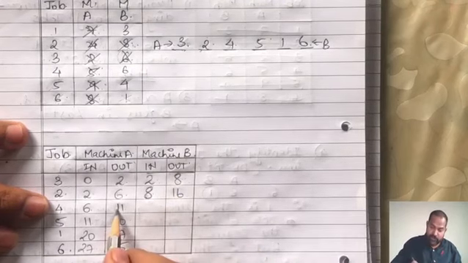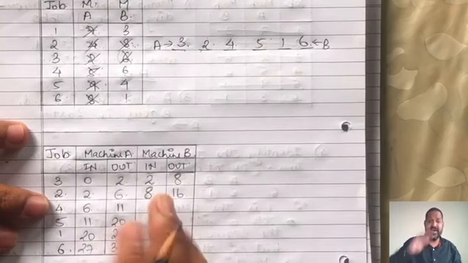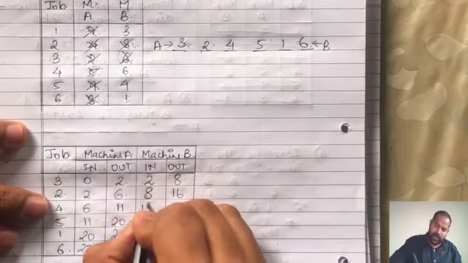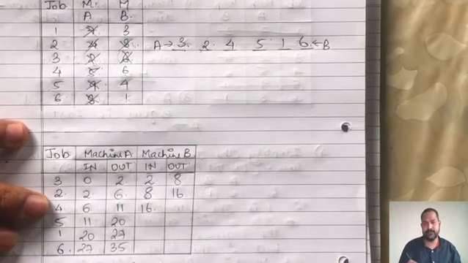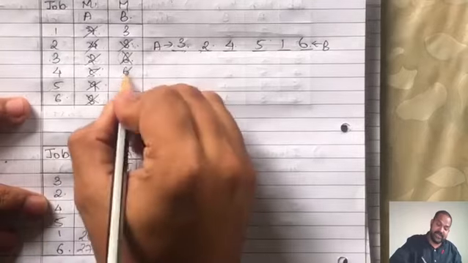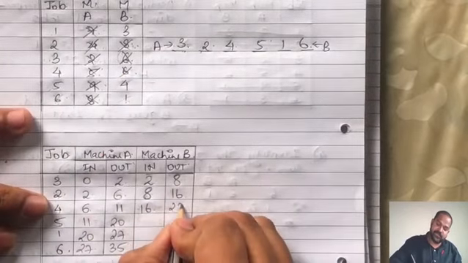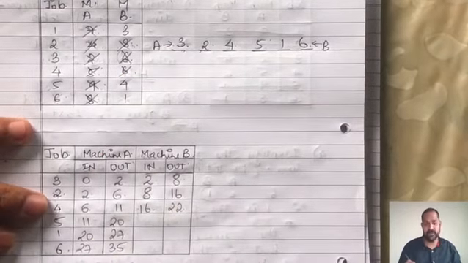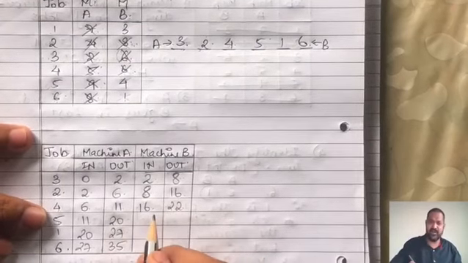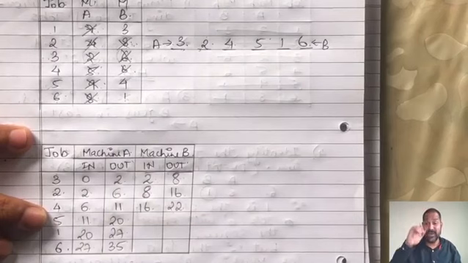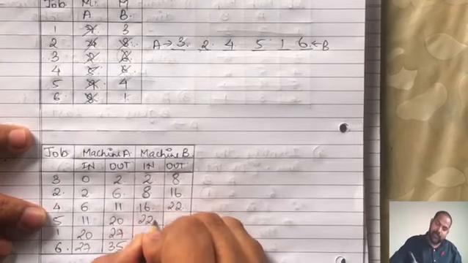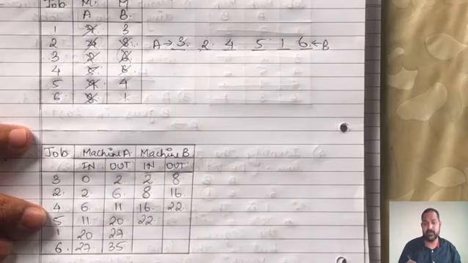Is the next job available at 16? Yes. It has been available since 11. When am I picking it up? Now at 16. 4 on B takes 6 hours. 16 plus 6 is 22 hours. Is the next job available at 22? Yes. It has been available since 20. Which means the next job can be picked up at 22 hours.